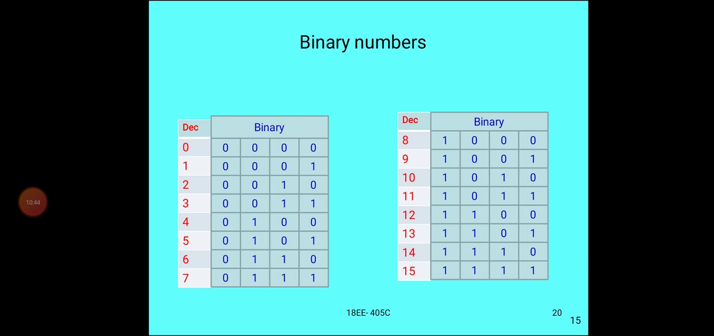8 is 1, 0, 0, 0. 9 means 1, 0, 0, 1. 10 is 1, 0, 1, 0. 11 is 1, 0, 1, 1. 12 is 1, 1, 0, 0. 13 is 1, 1, 0, 1. 14 is 1, 1, 1, 0. 15 is 1, 1, 1, 1.